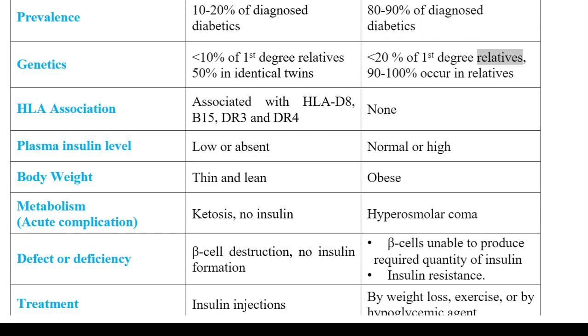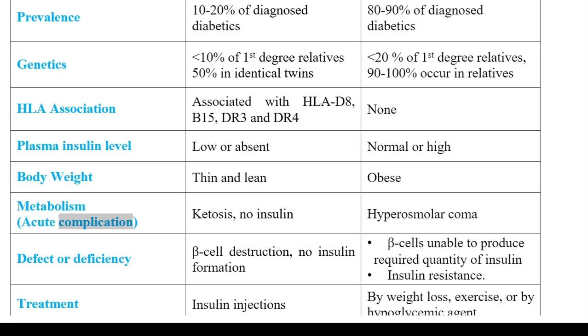20% of first-degree relatives, 90 to 100% occur in relatives. HLA association: associated with HLA-D8, B15, DR3, and DR4. None. Plasma insulin level: low or absent. Normal or high. Body weight: thin and lean. Obese. Metabolism.